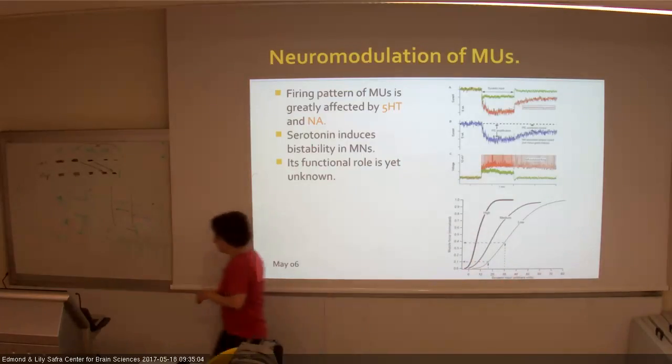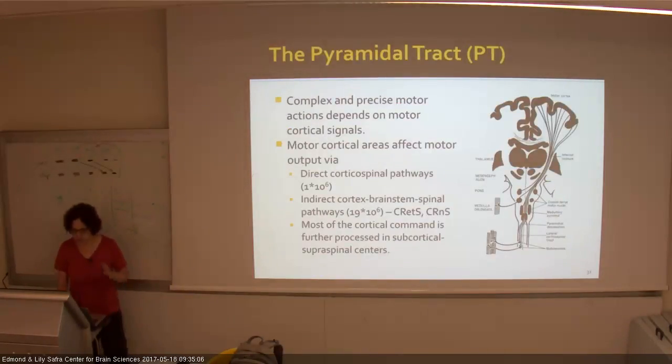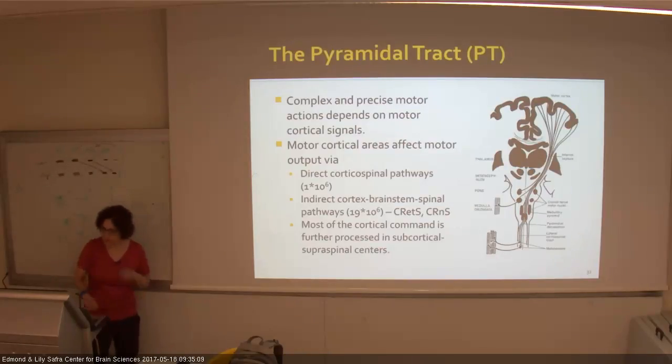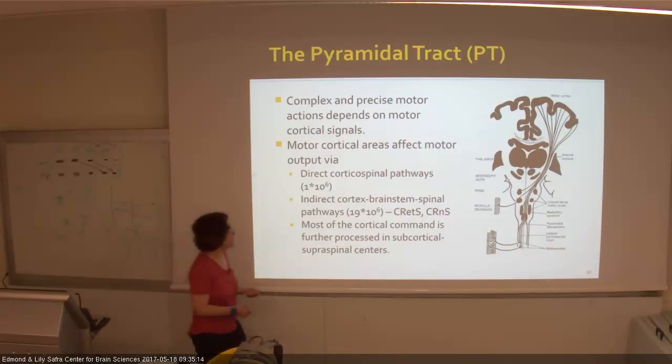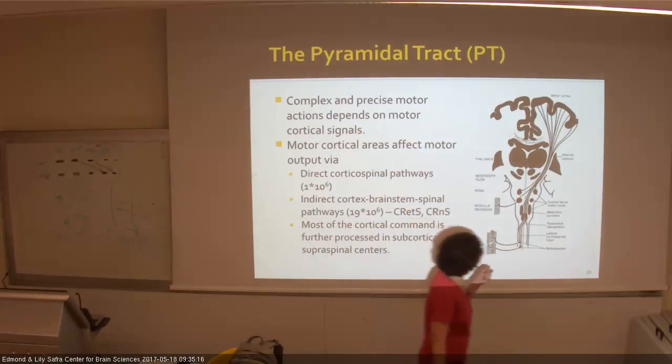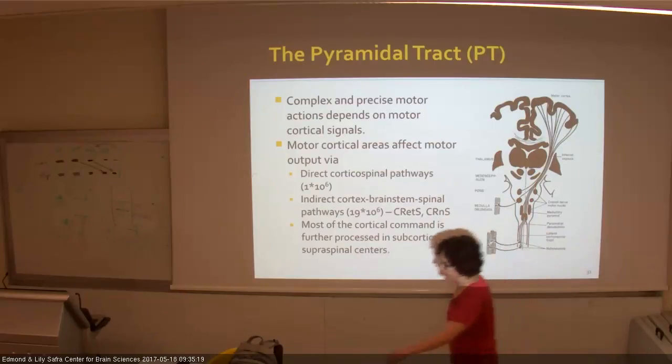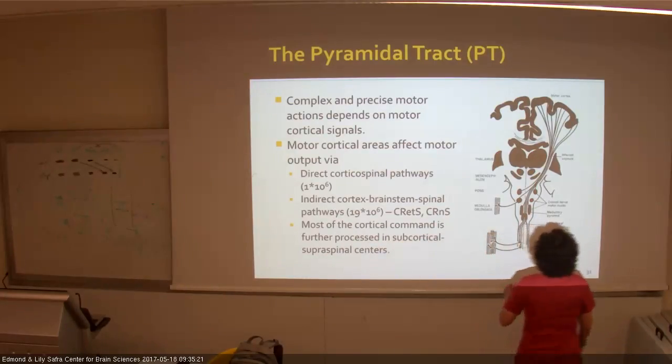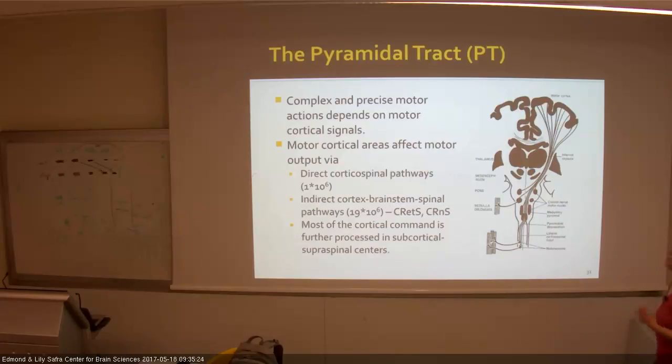Okay, but in the context of voluntary control, the main pathway that is of interest is the pyramidal tract. And we know that complex and precise motor actions and voluntary actions actually depend on motor cortical signals. We cannot really make any movement without an intact motor cortex.